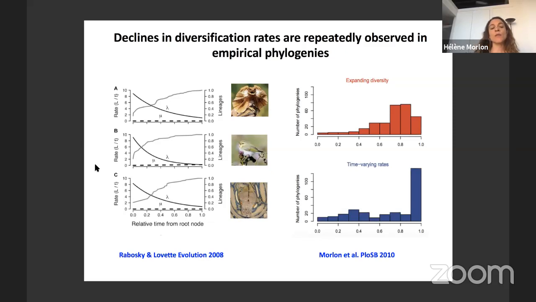And so if now we apply these models to empirical phylogenies, what has been found is indeed a pretty ubiquitous support for these types of models on empirical phylogenies. So we tend to see a signal in empirical phylogenies of time varying rates, and in particular in rates of speciation that decline through time. So something that would go in the direction of support for this idea that there can be adaptive radiation in nature.